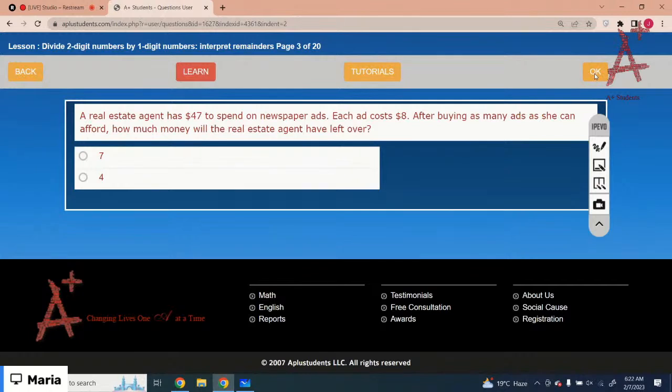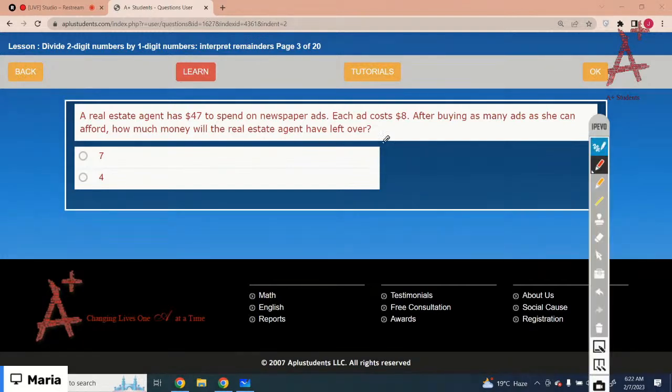Okay, the next one is a real estate agent has $47 to spend on newspaper ads. Each ad costs $8. After buying as many ads as she can afford, how much money will the real estate agent have left over? So just divide 47 by 8.